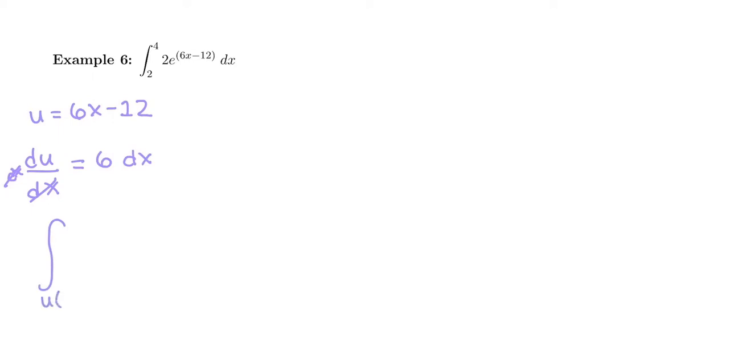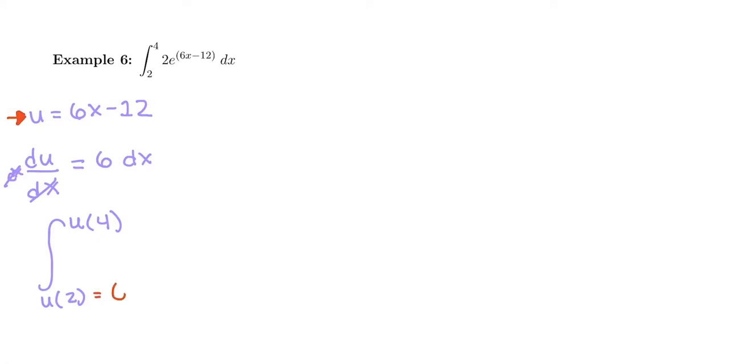Now I'm going to change my bounds. Looking at my old lower bound, it's 2, and my old upper bound is 4. And I'll plug in to the place that relates the u's and the x's. Always plug into u, never du.